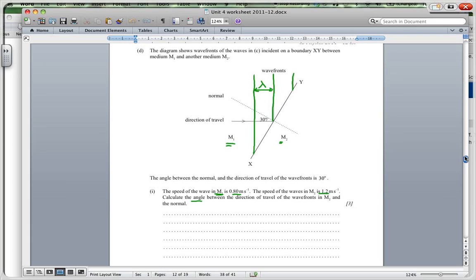So we're going to use Snell's law here, where we get n1 over n2 is equal to the sine of theta 2 over the sine of theta 1, which is equal to v2 over v1. So we're obviously going to use this part of the formula here because we're not told anything about the refractive index. We're not sure that we're dealing with light in this case. So the sine of theta 2 is the one that we're going to be working out.